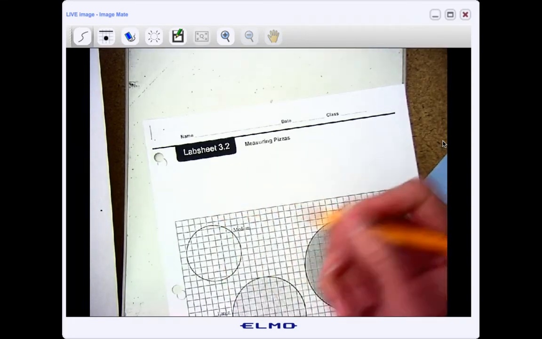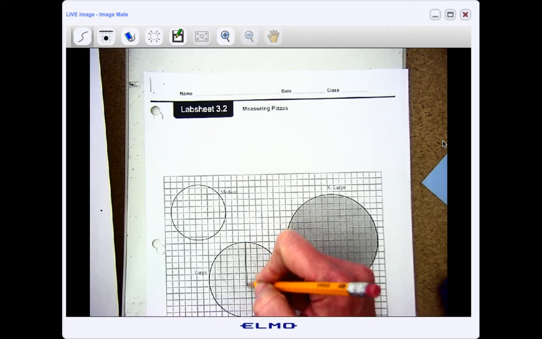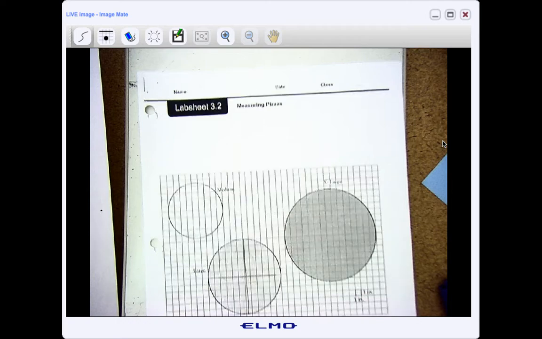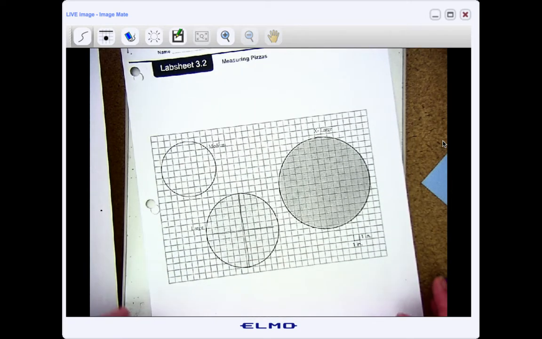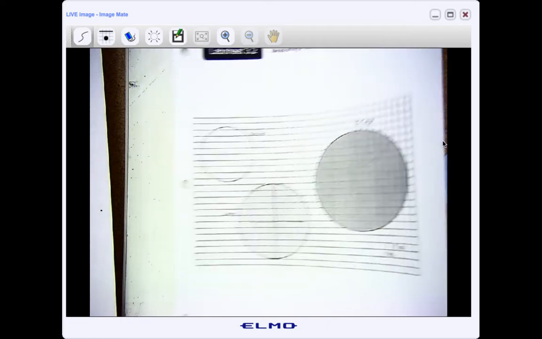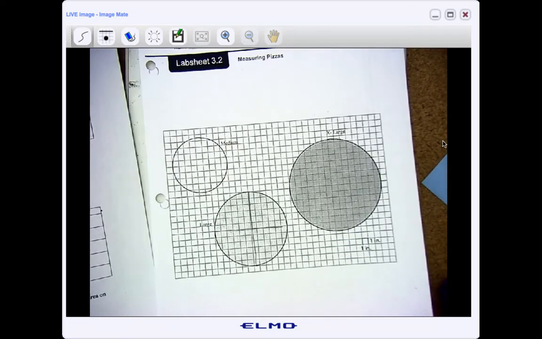I'm going to take this and divide it into 4 pieces, and I'm just going to count this part and then multiply it by 4 to get about how big it is. Okay. All right, so let's go back and take some measurements from each of these circles.